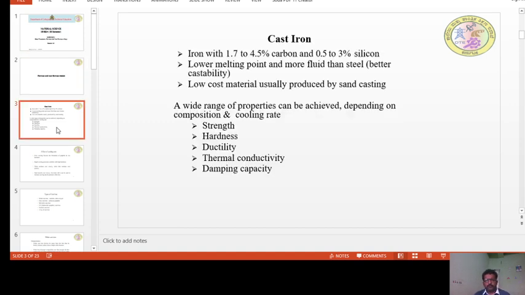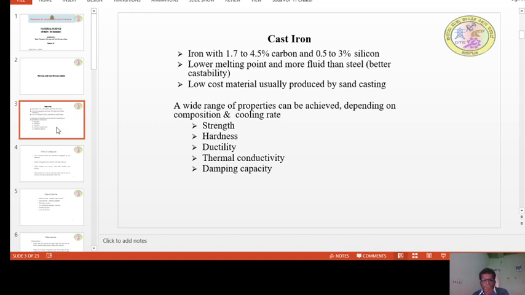In the ferrous materials, a very important material is cast iron, and cast iron is formed when iron with 1.72 to 7.5% of carbon and 0 to 3% of silicon is added. It results in the formation of cast iron. The various properties of cast iron are a lower melting point and being more fluid than steel. That means in the liquid condition, the flowability of the material is much higher compared to steel.